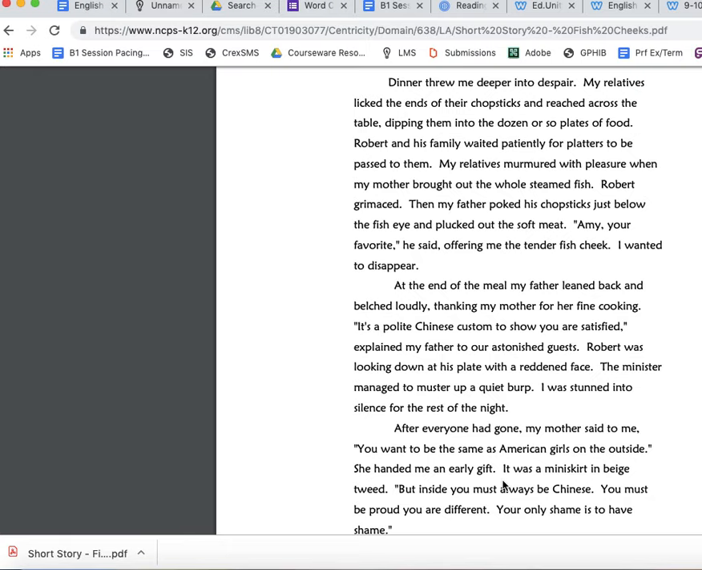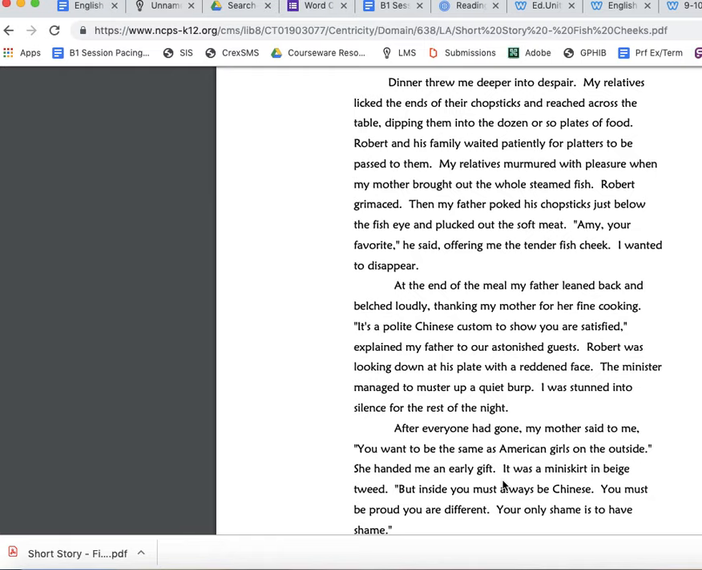Okay, so again, I'm going to stop. Think about the tone of this piece here. What does our speaker feel in this moment? She feels embarrassed, right? At the beginning, she says dinner threw her deeper into despair. That's an important word choice. And then Robert grimaced. Then her father poked his chopsticks just below the fisheye, and she wanted to disappear. She was mortified that this was happening in this moment.